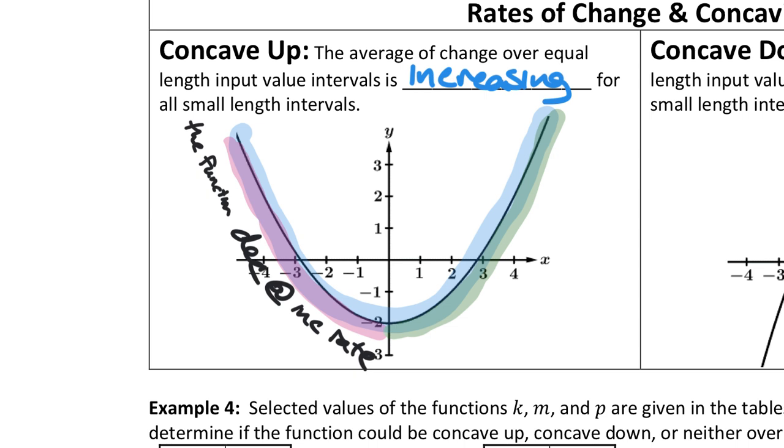But when you turn that corner after that minimum value, the function is now increasing, but it is increasing at an increasing rate because it's still concave up. It's increasingly. Correct.